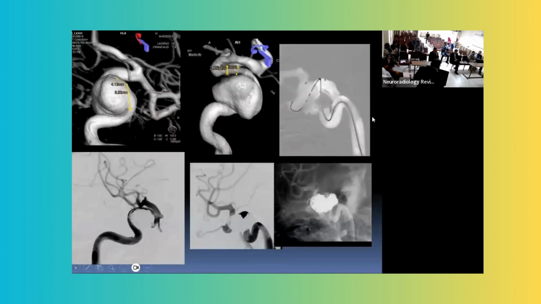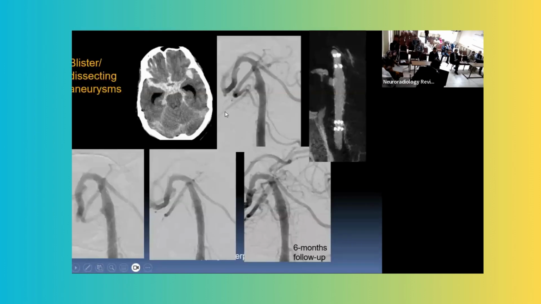So, another case of supraclinoid aneurysm. Again, the role of 3D reconstructions is very important, because we have to know about the proximal and distal diameter of the vessels, so that the stent or the coil does not prolapse into the main vessel.